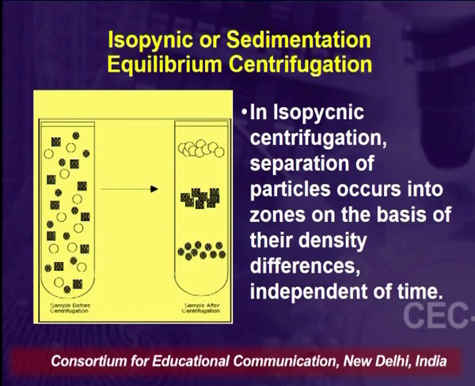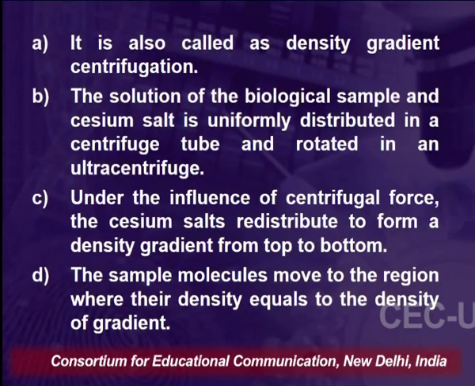In this equilibrium centrifugation, as we can see, the separation of particles occurs into zones on the basis of their density differences, which is independent of time. So, whenever we have a mixture of substances with particles of different densities, a centrifugal force is applied and these particles come to equilibrium in the zone having a particular density. So, they are being separated based on that. This is also called density gradient centrifugation.